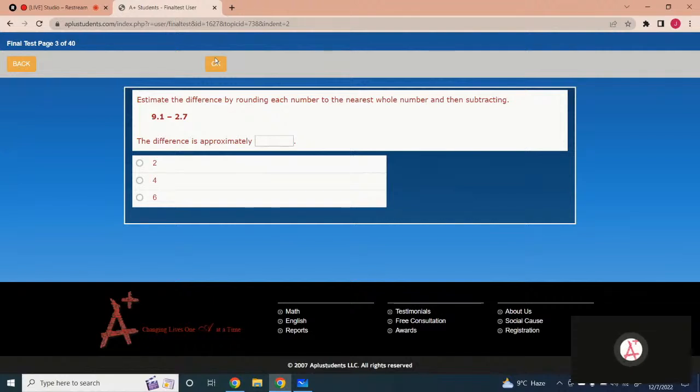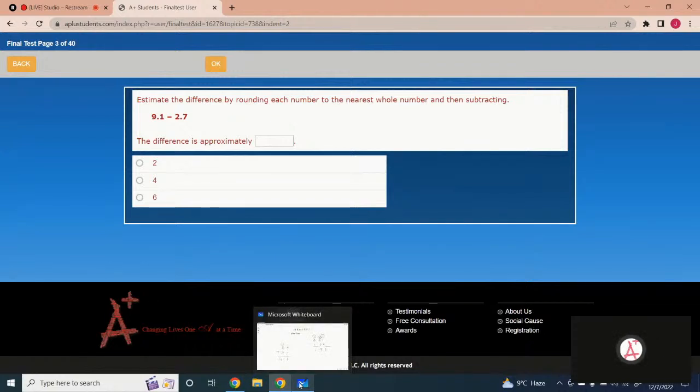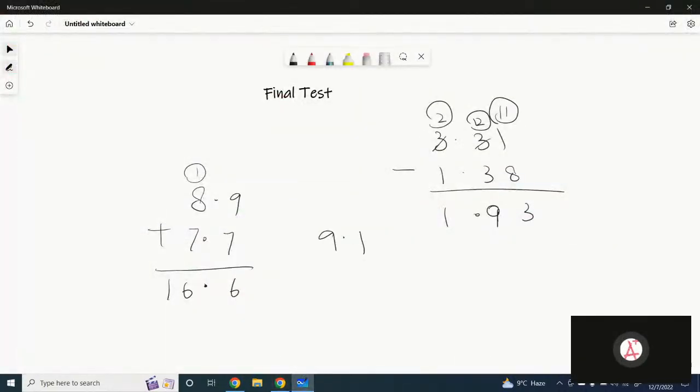Okay, the next one is estimate the difference by rounding each number to the nearest whole number and then subtracting. 9.1 subtract 2.7. You have to round off the numbers to the whole numbers. The number right next to the decimal is 1, and 1 is less than 5. That means you keep the same whole number.